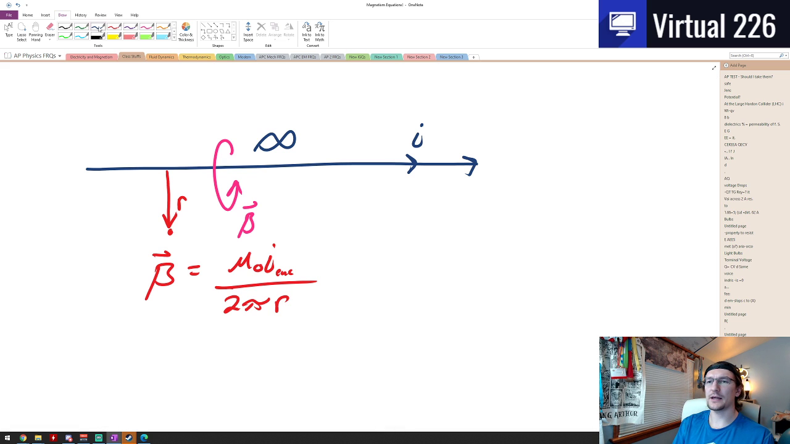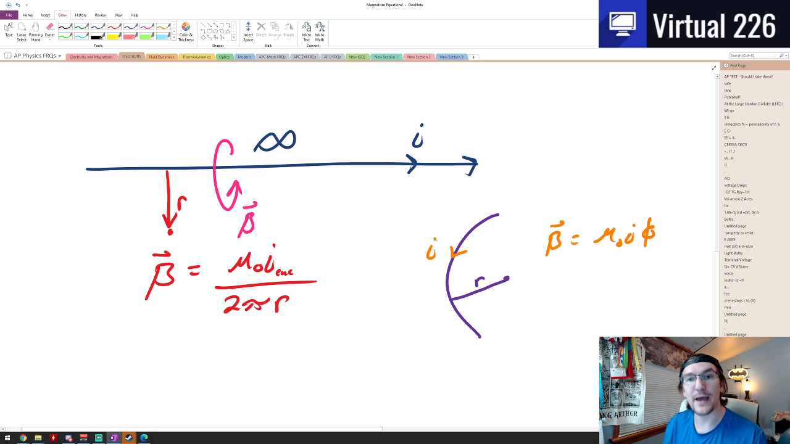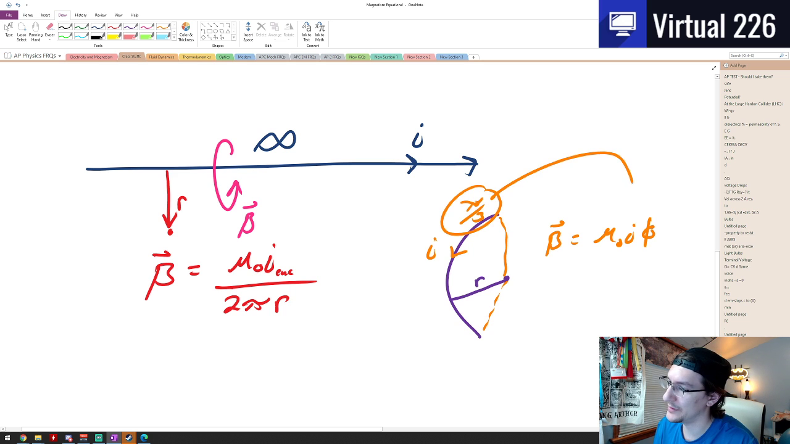If you have a curved loop, a circularly curved loop, and this is some radial distance here, then you can get the B field at that point, given the current running through it, by saying it's mu naught I phi, where phi is some angle given to us in radians. Maybe this is something like a total of pi over 3, I don't know. Whatever it is, it goes in there, divided by 4 pi r.